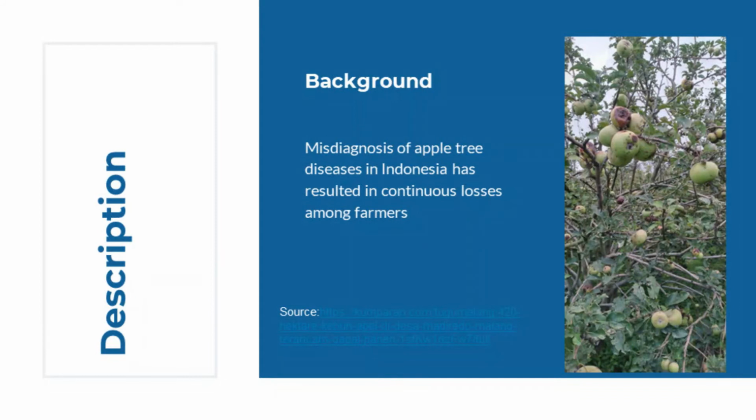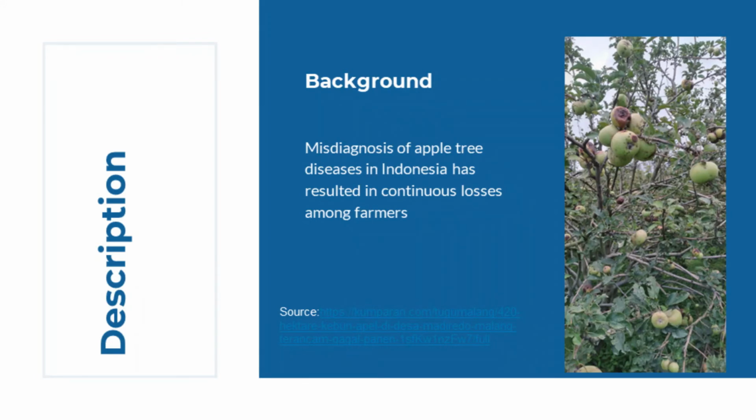First is the background. The misdiagnosis of apple tree disease in Indonesia has resulted in continuous losses among farmers. The photo that we got from comparan.com is news about 420 hectares of apple field in Malang, East Java, threatened with crop failure due to farms that are infected with the disease.